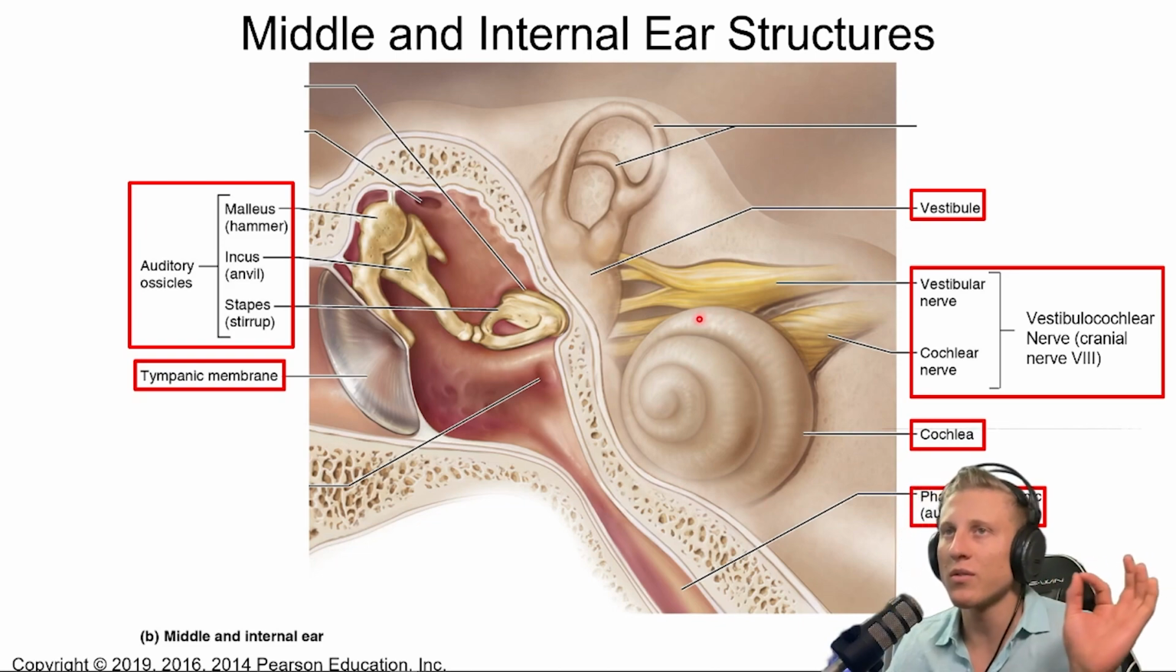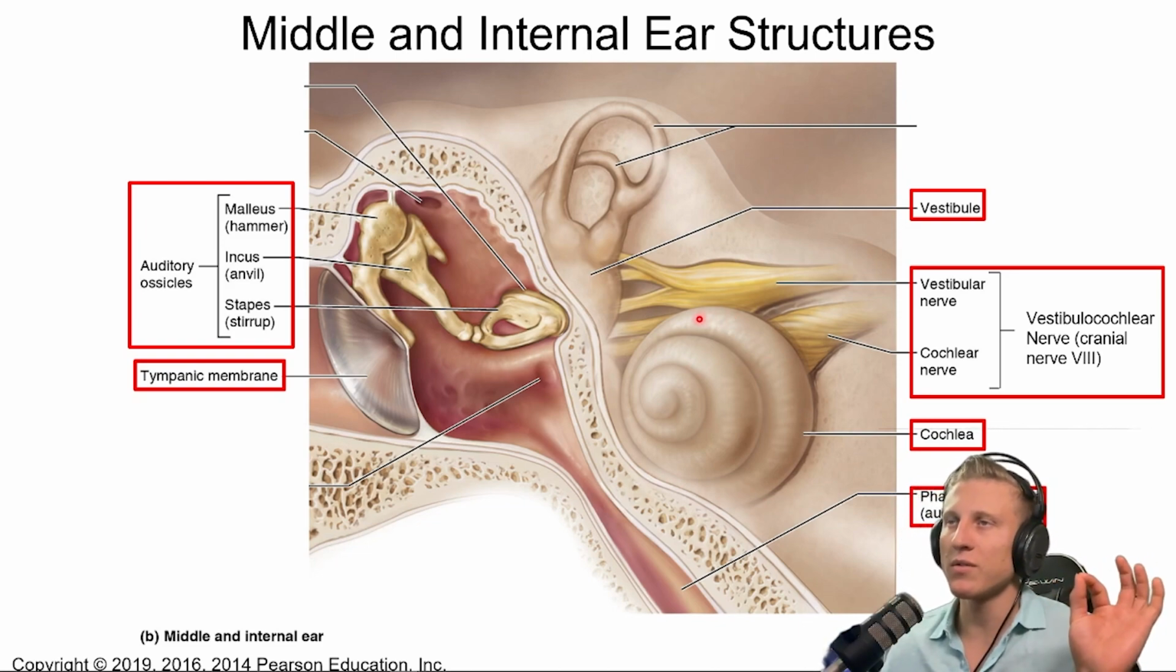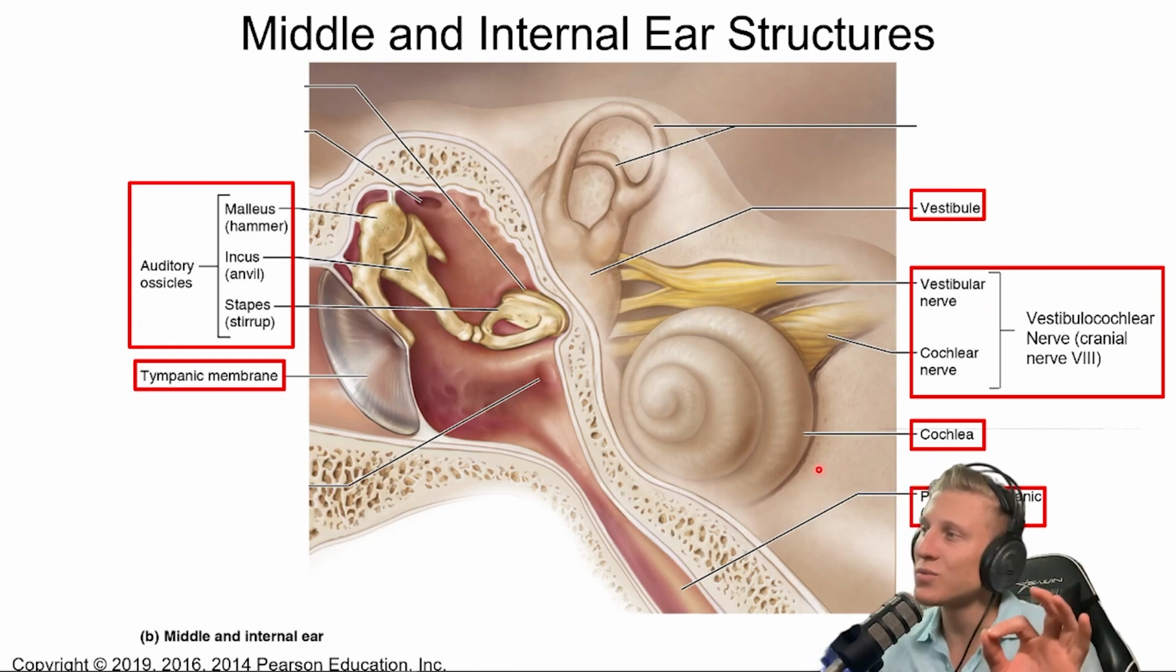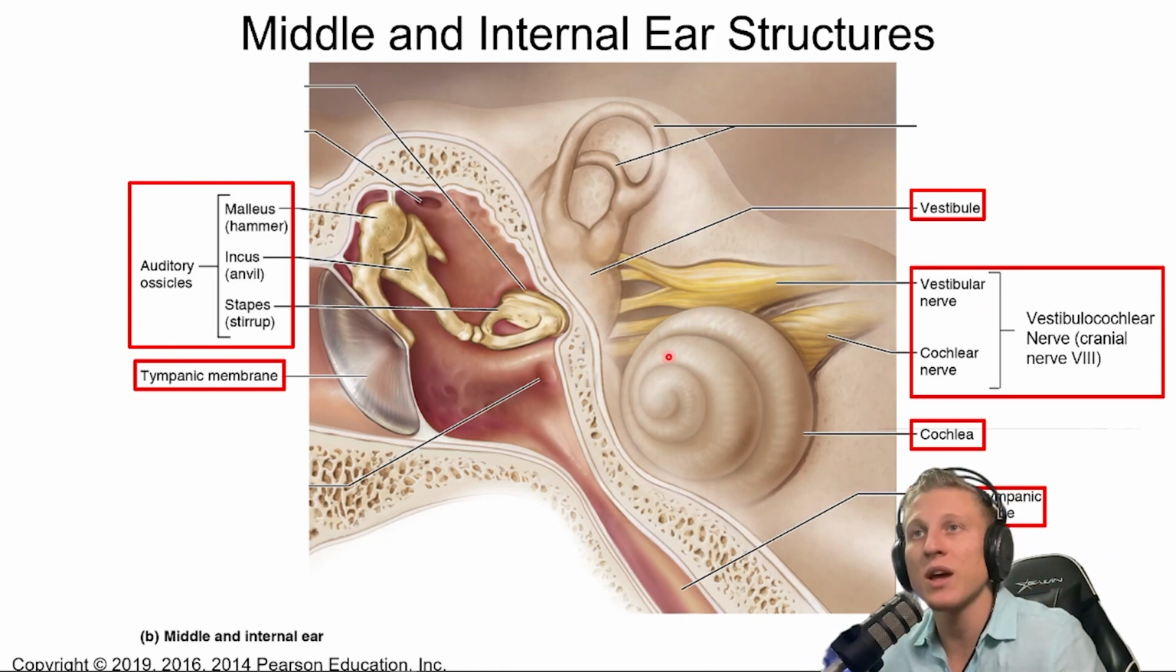So on our last lecture, we talked about the vestibulocochlear nerve. Okay, this guy over here, this is where that name comes from, right? So we have the cochlear portion of the vestibulocochlear nerve, and we have the vestibular portion. The vestibule is associated with your sense of equilibrium, the cochlea with your sense of hearing.